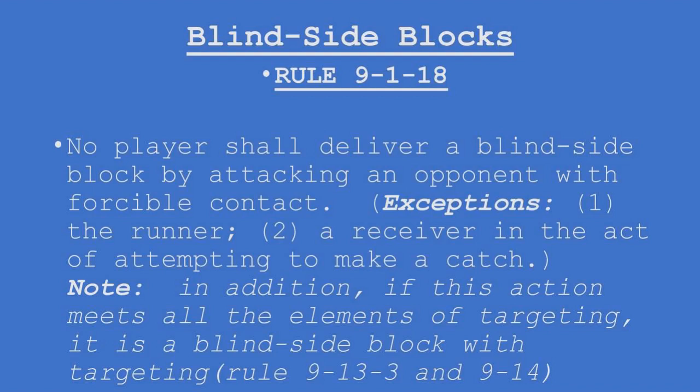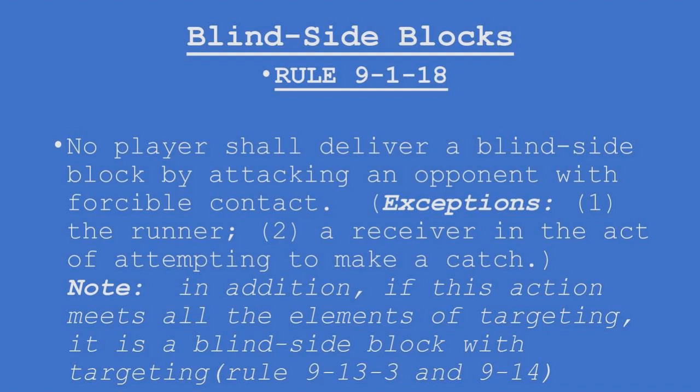The second exception is a receiver in the act of attempting to make a catch. Now, obviously, when we talk about a receiver receiving a blindside block, there are some other things that will come into play with that, namely targeting. So yes, you can blindside block, you can hit that receiver in the act of making a catch from outside his field of vision. That's allowed by rule. Obviously, in those types of situations, we will be looking for any indicators of targeting. So just keep that in mind.